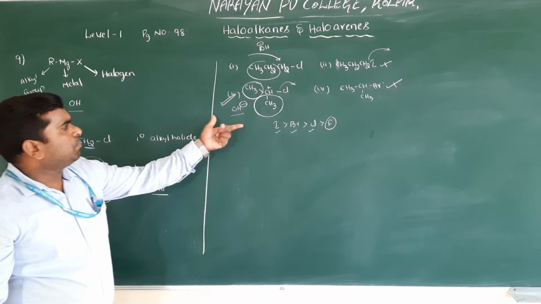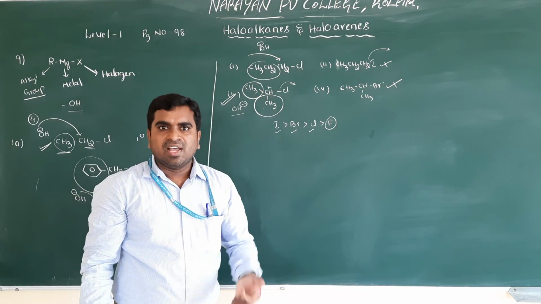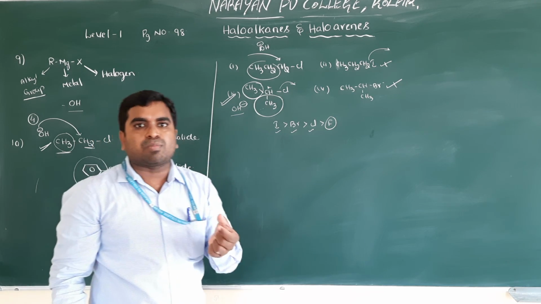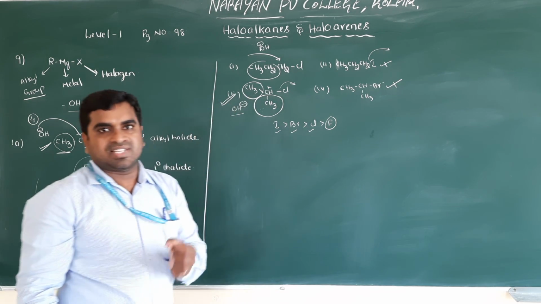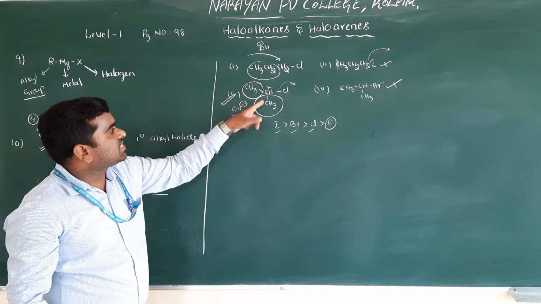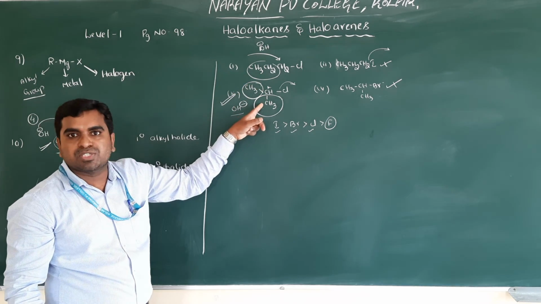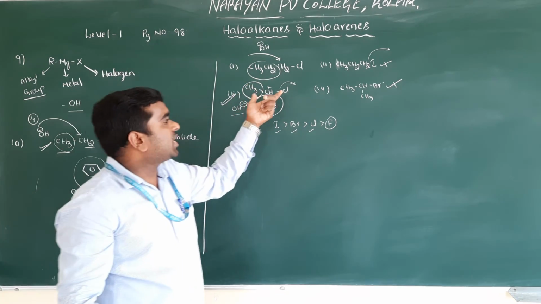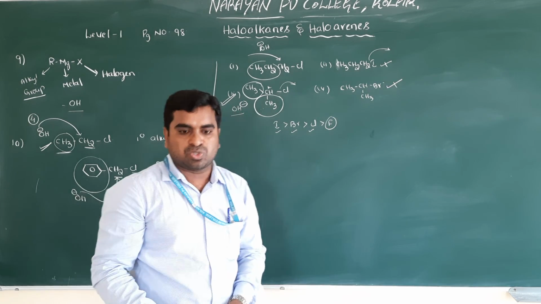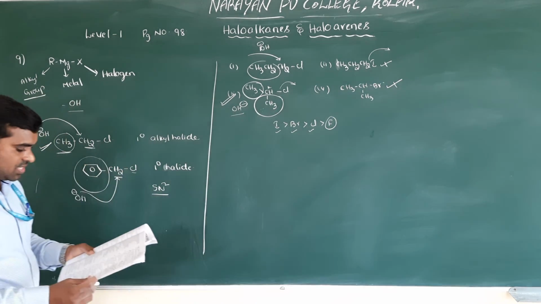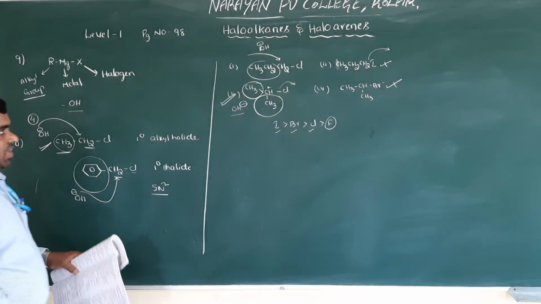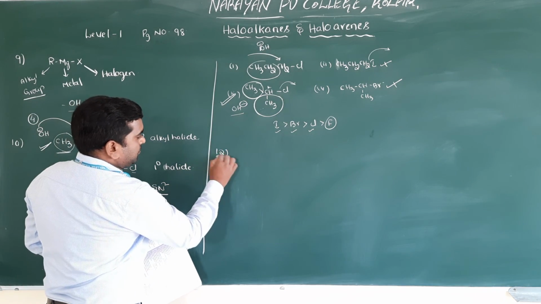Just simply you have to see the bulkiness. Where the bulkiness is there, that molecule will show the less reactivity. So here, compared to the first one, the second compound is more bulkier, so that's why it will show the less reactivity towards the nucleophilic substitution reactions. And this is question number 11. And question number 12.